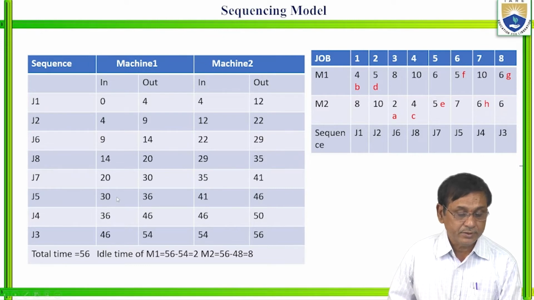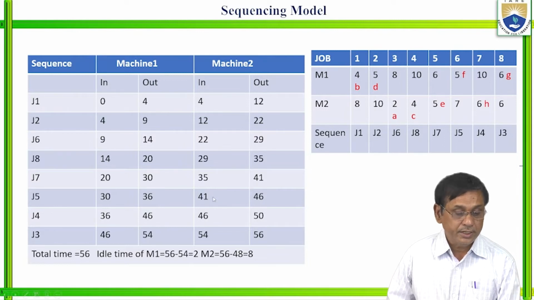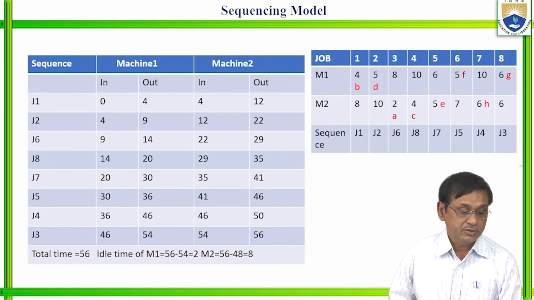Then J5 goes to machine 1 after 30 hours and completes processing on machine 1 after 36 hours. At 41 hours, it goes to machine 2 and the processing is completed on machine 2 after 5 hours, that is after 46 hours. Job 5 is completed on machine 2.